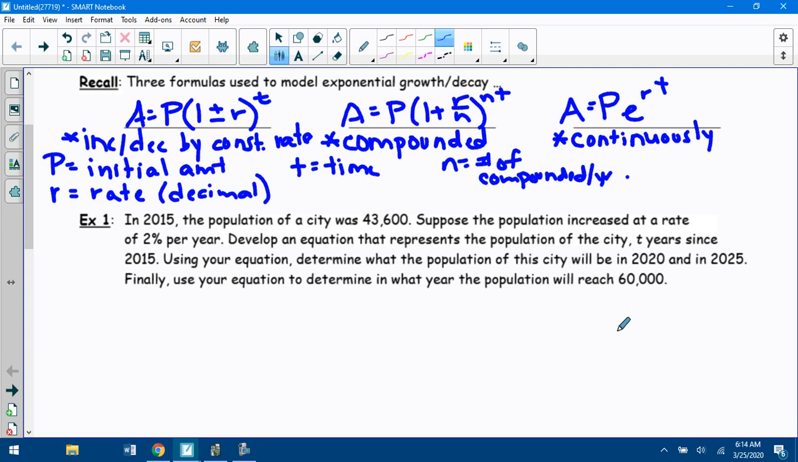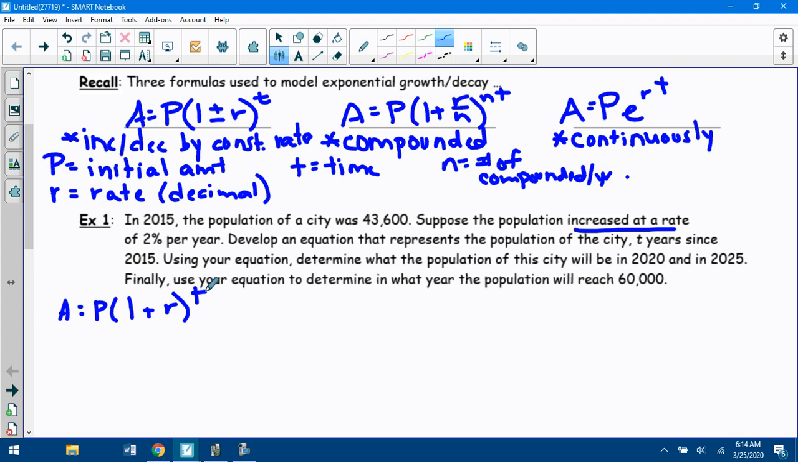All right, so we kind of got 3 parts here, all smushed into this big paragraph. First thing we're supposed to do is develop an equation that represents the population of the city. So which of these 3 do you think we're going to use? There's no words about compounded, there's no words about continuously, so it's just the first one. So it's going to be A equals P times (1, is it plus or minus? The population is increasing, so it's plus R) to the T power.